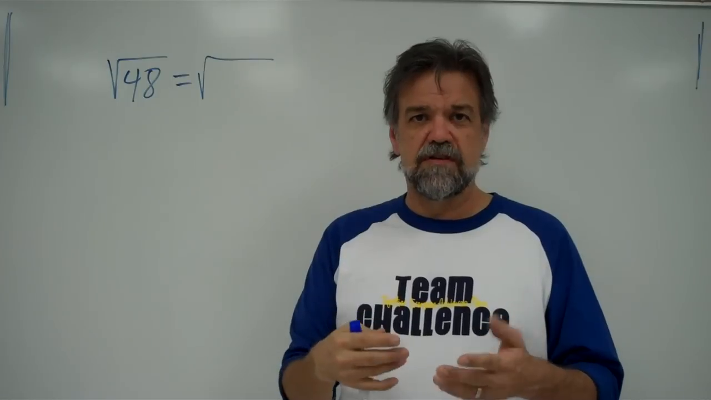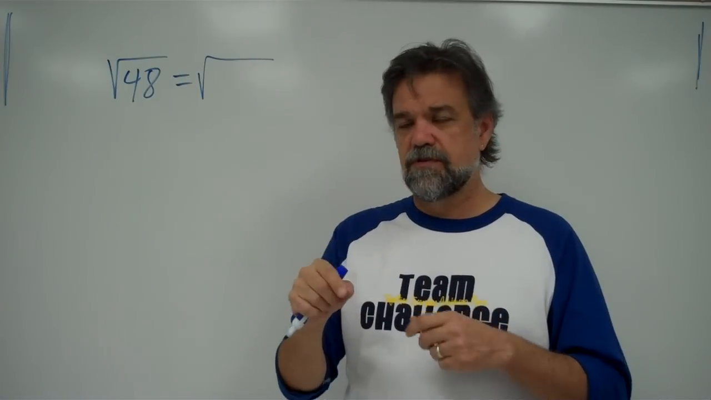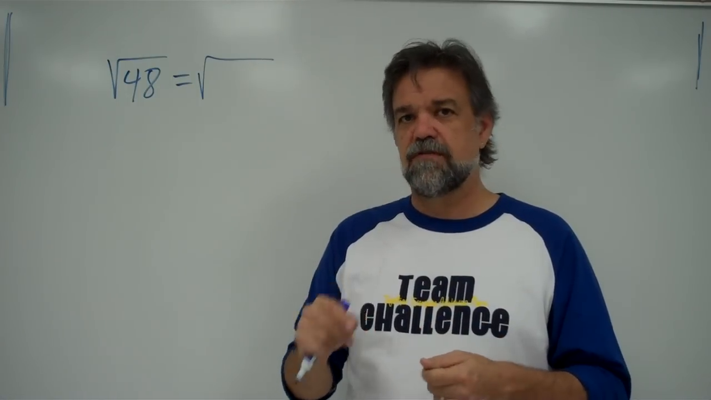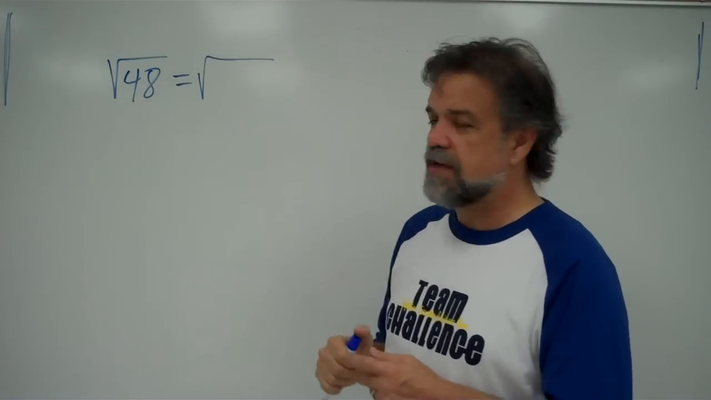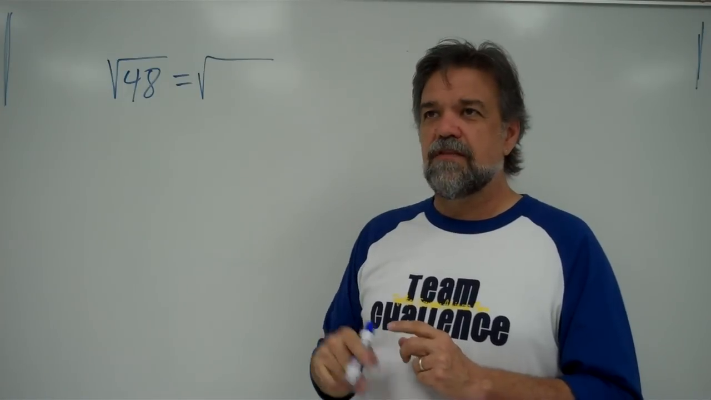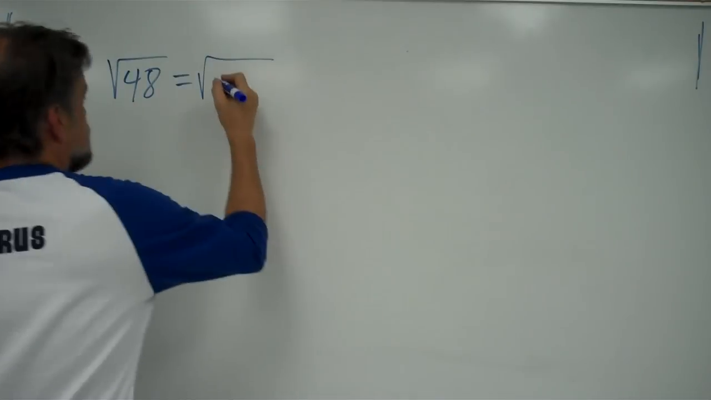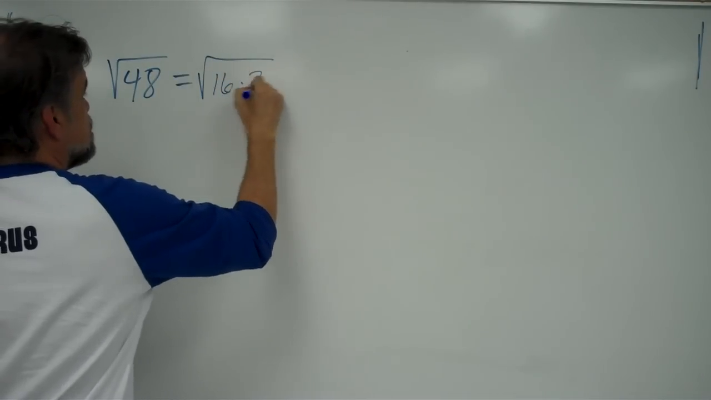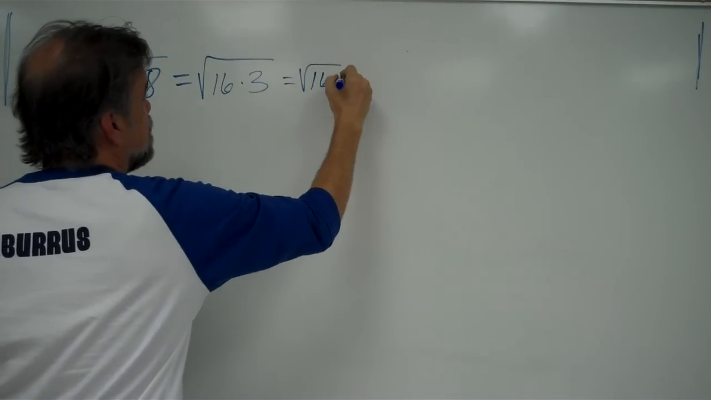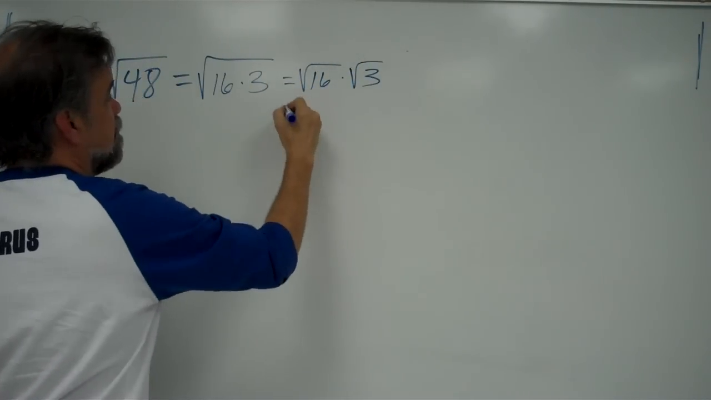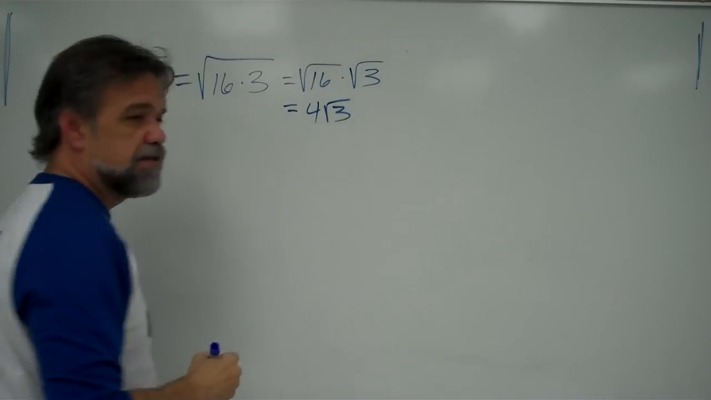If you're wondering why I'm getting these numbers, 1 squared is 1, 2 squared is 4, 3 squared is 9, 4 squared is 16, 5 squared is 25. So that's where I'm getting these perfect squares from. And as I look at 48, I think, yeah, the largest perfect square that goes into 48 is 16. So I can call this 16 times 3. That means that this is the square root of 16 times the square root of 3. What's the square root of 16? It's 4. 4 times the square root of 3.